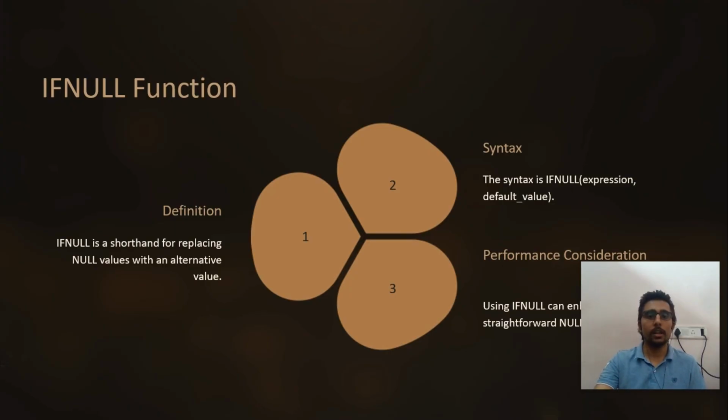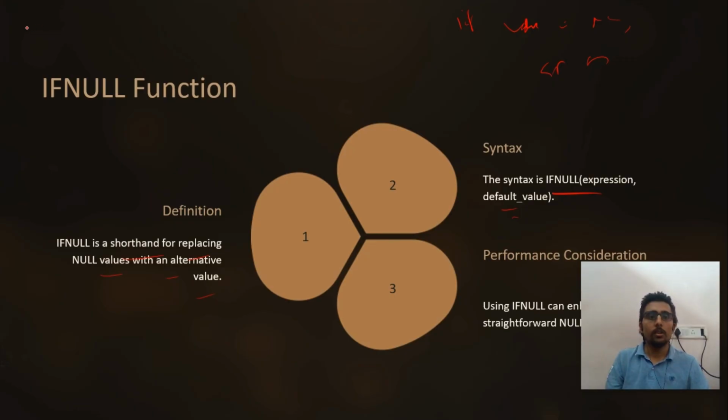Now let's understand the IFNULL function a little bit. As you can see, they have written that it is shorthand for replacing null values with an alternative value. Like you would give CASE WHEN value is null, then give something, or else END. This is how we used to check for null. The syntax I've given here is IFNULL(expression, default_value), whatever default value you want to give.